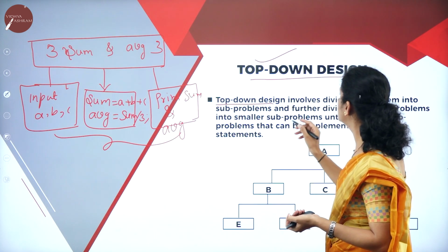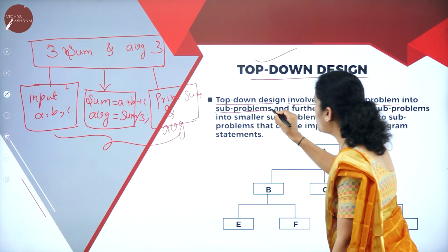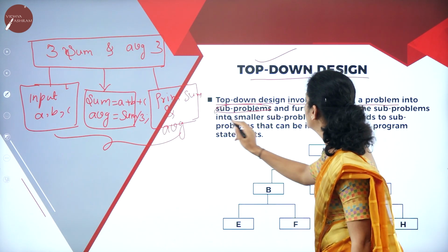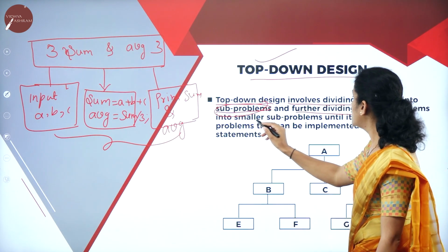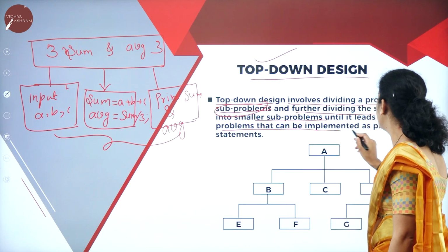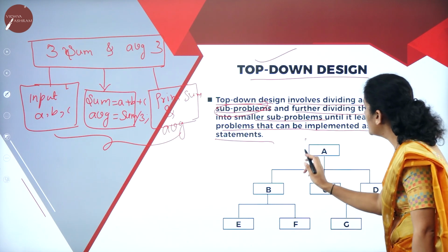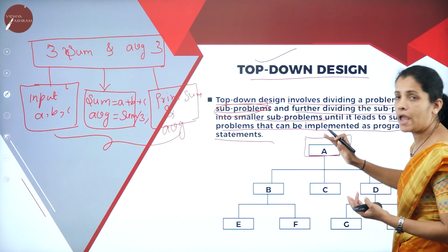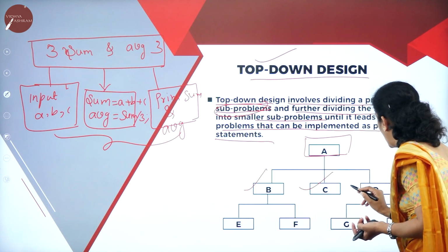So here top-down design involves dividing a problem into sub-problems or modules or subtasks, all are the same. And further dividing these sub-problems into smaller sub-problems until it leads to sub-problems that can be implemented as program statements. Consider the example here. Here A is my complex problem. Now what will I do? I'm going to split A into three different sub-problems, that is B, C and D.